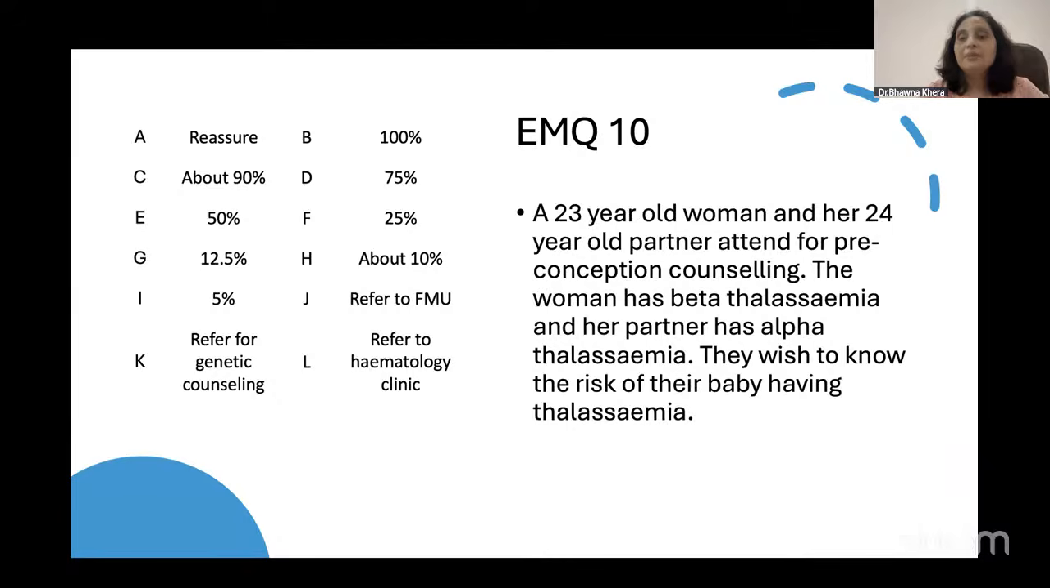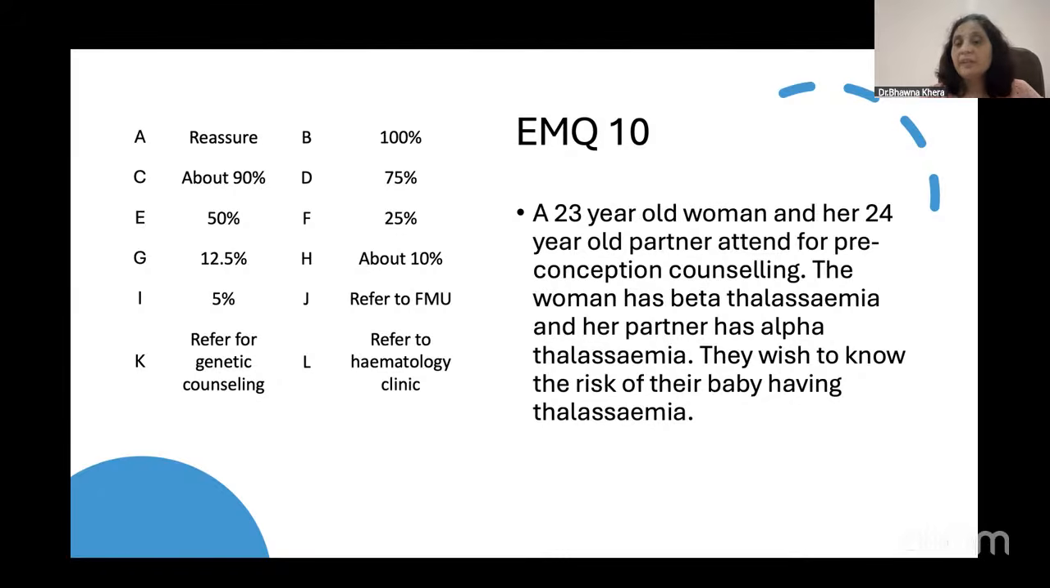Okay, now coming to the 10th question. A 23-year-old woman and her 24-year-old partner attend for preconception counseling. The woman has beta thalassemia and her partner has alpha thalassemia. They wish to know the risk of their baby having thalassemia.